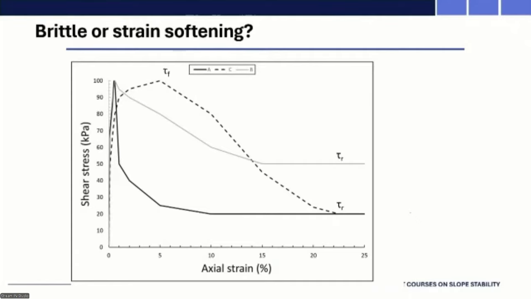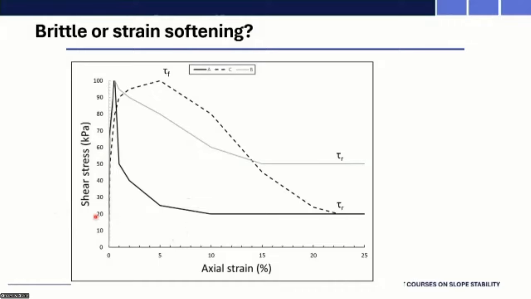So here, I've drawn a couple of sketches. Here we've got material, let's say material A, the solid line. Shear stress against axial strain. You've got a peak value, it drops to a post-peak. The dashed line is sample C. It goes to a peak and then goes to the same post-peak. They've got the same Bishop's brittleness index. Would you agree? Are they equally brittle?